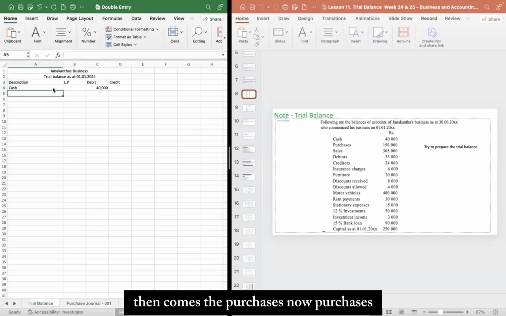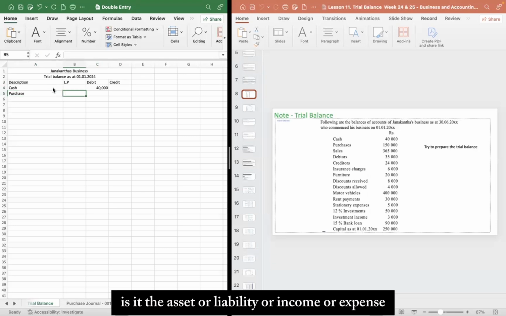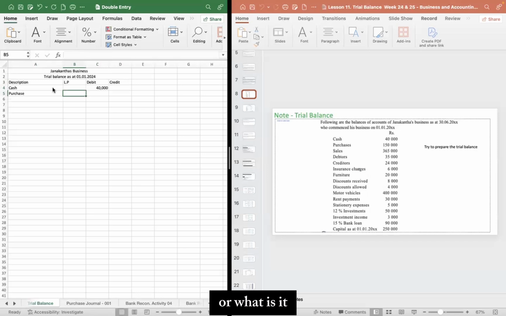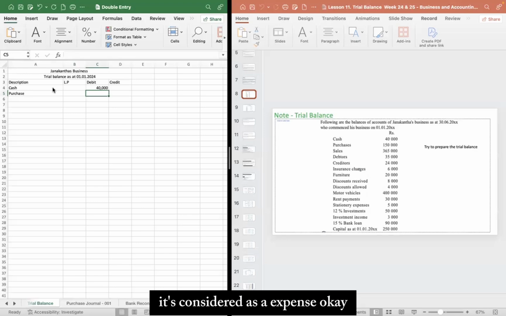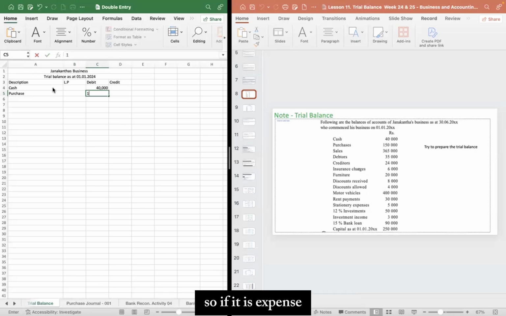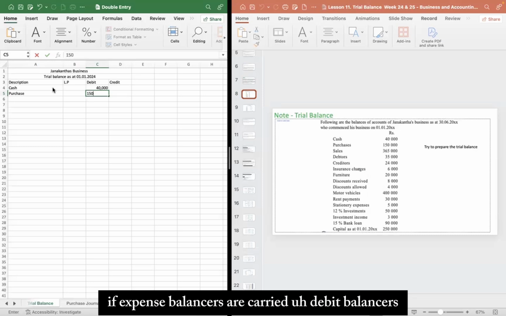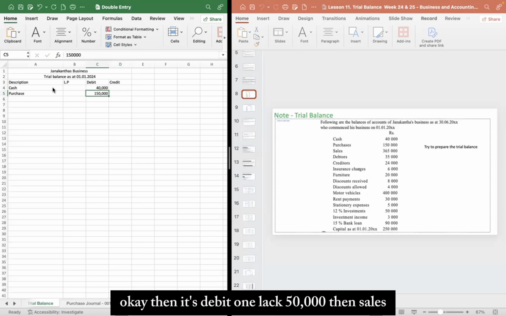Then comes the purchases. Now, purchases, what is it among the accounting elements? Is it an asset or liability or income or expense or equity? It's considered an expense. So if expense balances carry debit balances, then it's debit 150,000.